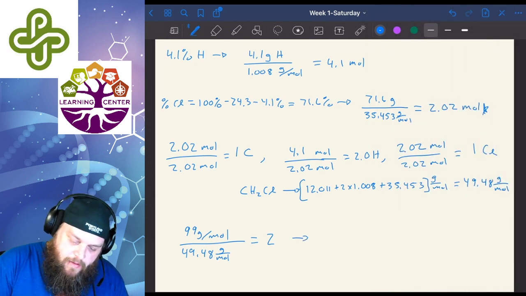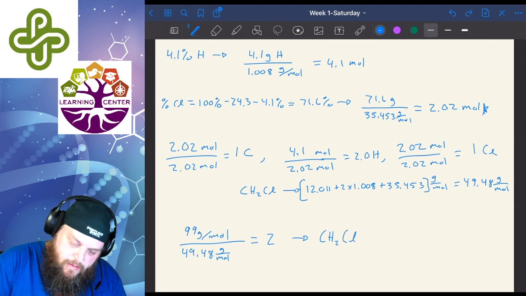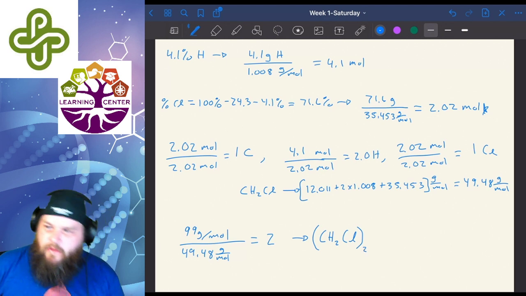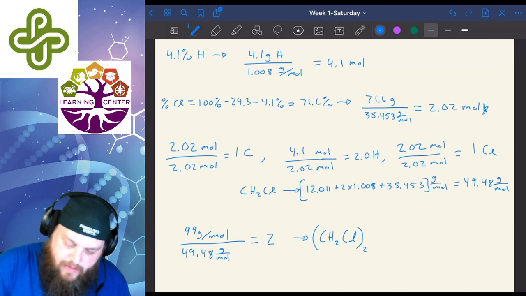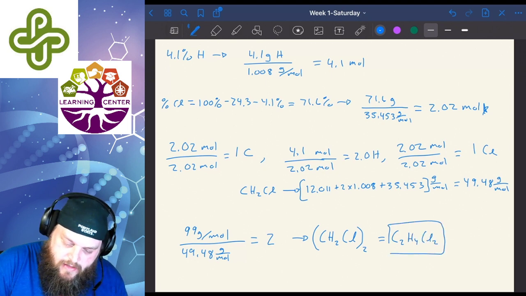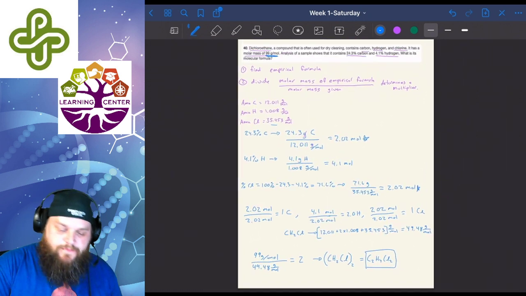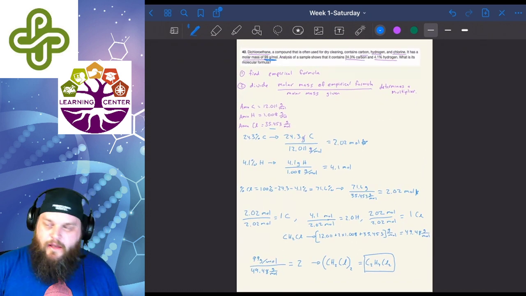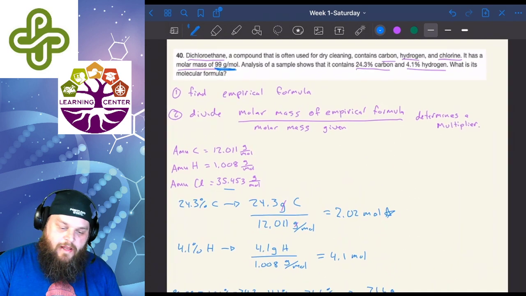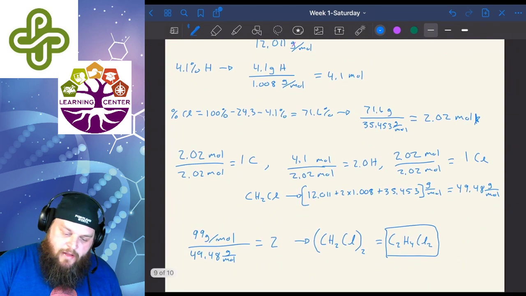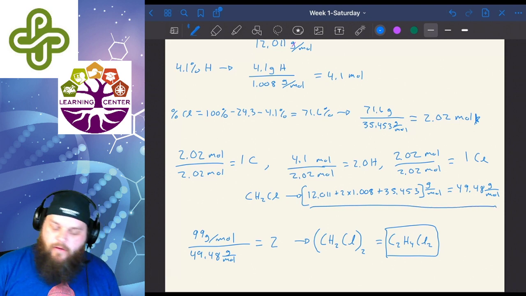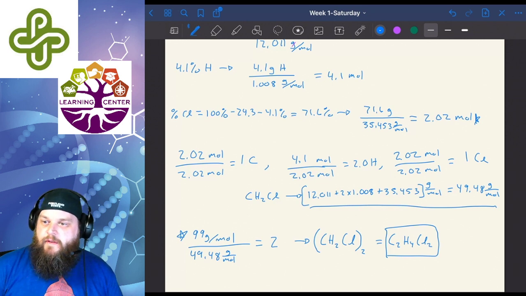So we can take our empirical formula, CH2Cl, and we want to put little brackets around it and say there's 2 of those. So we can distribute that 2 amongst everything, and that's C2H4Cl2, which is our molecular formula. So you see, the molecular formula is pretty easy to get once you find the empirical formula. Just find the molecular mass of that empirical formula, and you need to have a known molecular mass of what you're looking for.